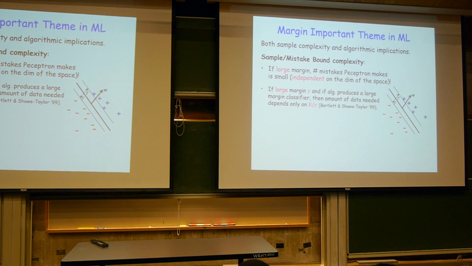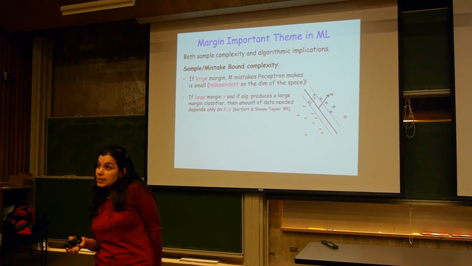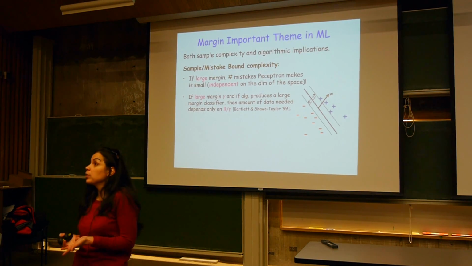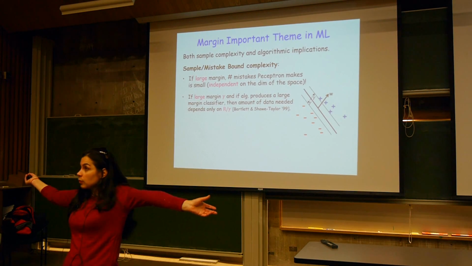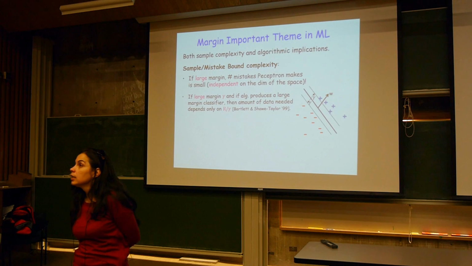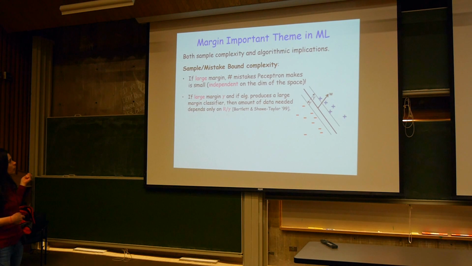It has interesting sample complexity and algorithmic implications. So we've seen that if the data truly has a large margin or nearly a large margin, the number of mistakes that the perceptron algorithm makes depends entirely on the margin, and it's independent of the dimension of the ambient space. And it's also independent of how long the sequence of examples is, right? So if we have a large margin, then the perceptron algorithm behaves well.